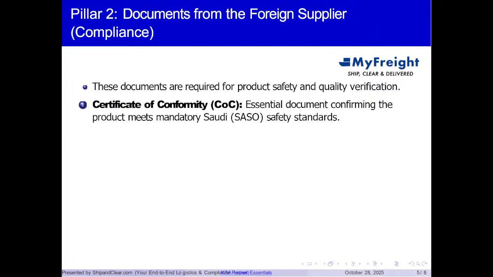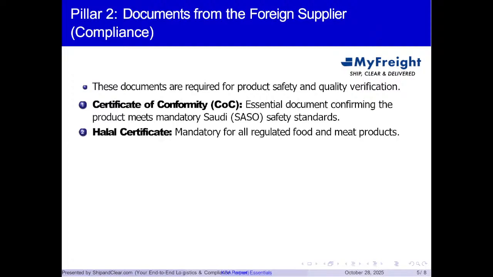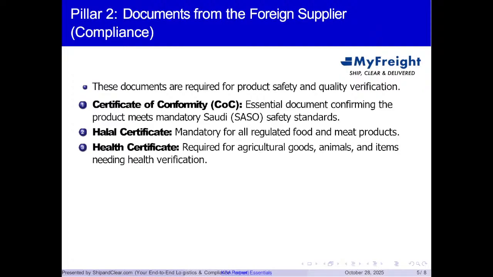These two things I have already explained in the other video, and for 2025 procedures I'll make another presentation for you. Then, if it is a food item, you should have a halal certificate for all the food, especially meat products, and all types of food items. You should have a health certificate for shipments coming from anywhere in the world to Saudi Arabia. Agricultural goods and animal items need health verification.